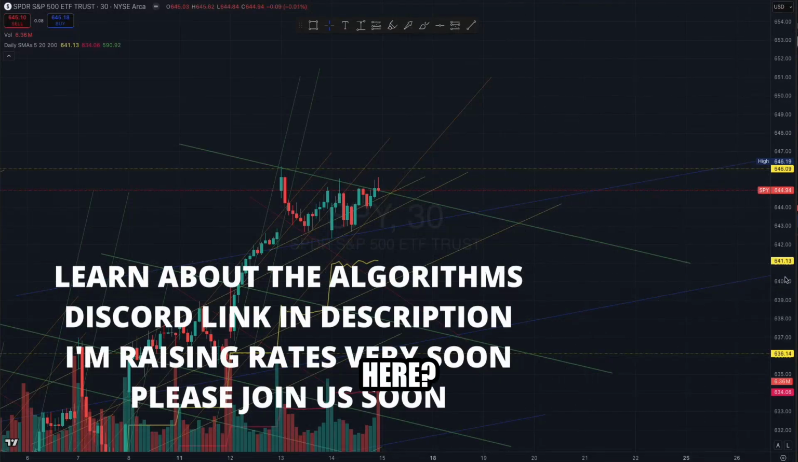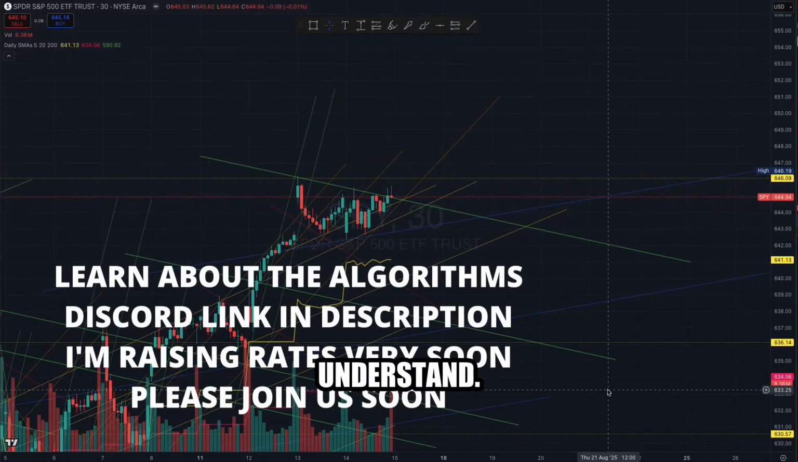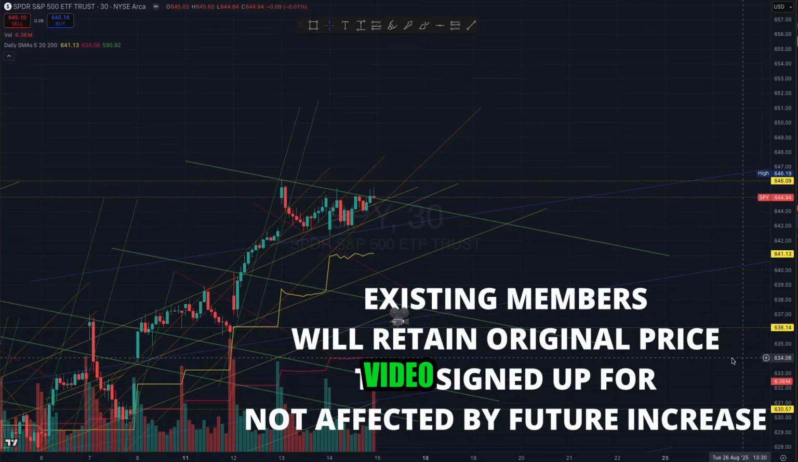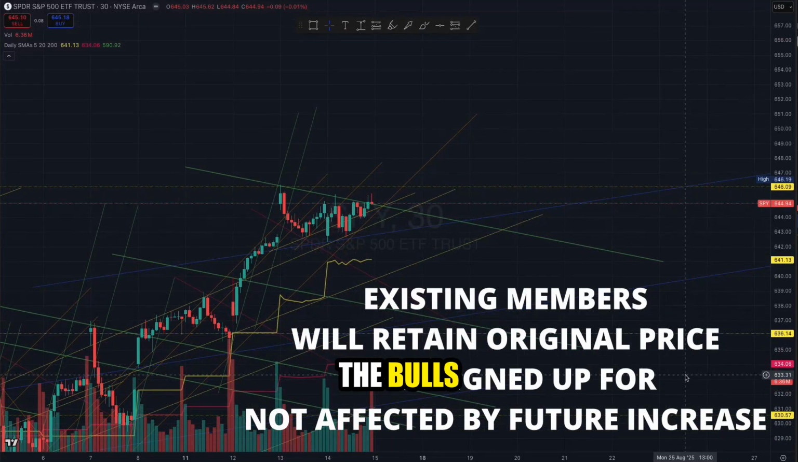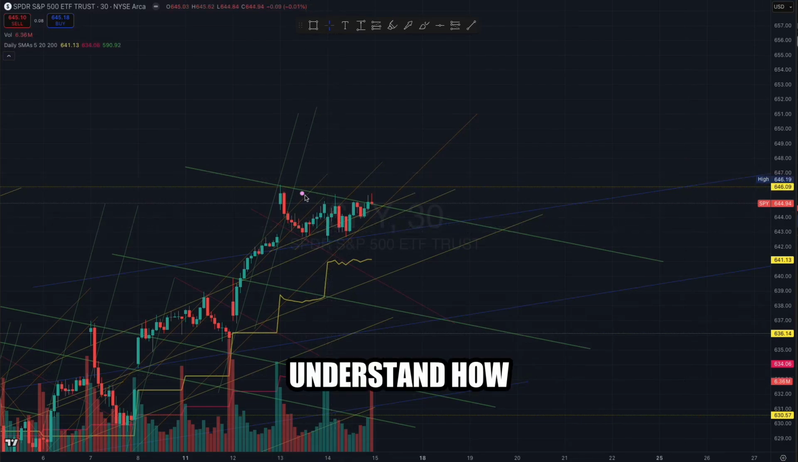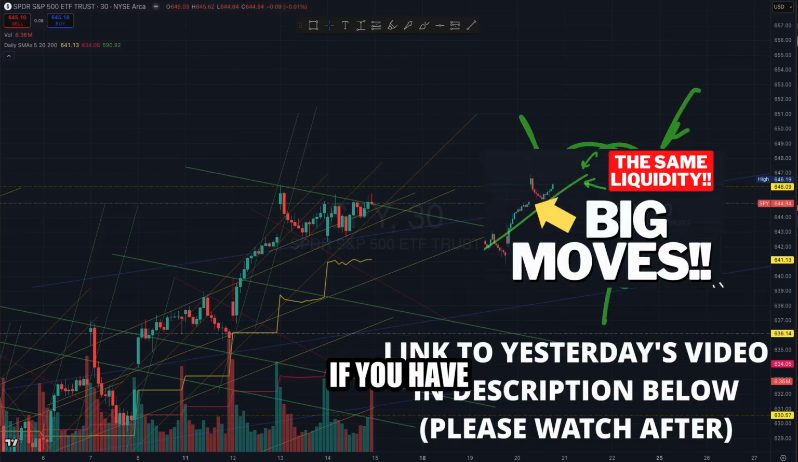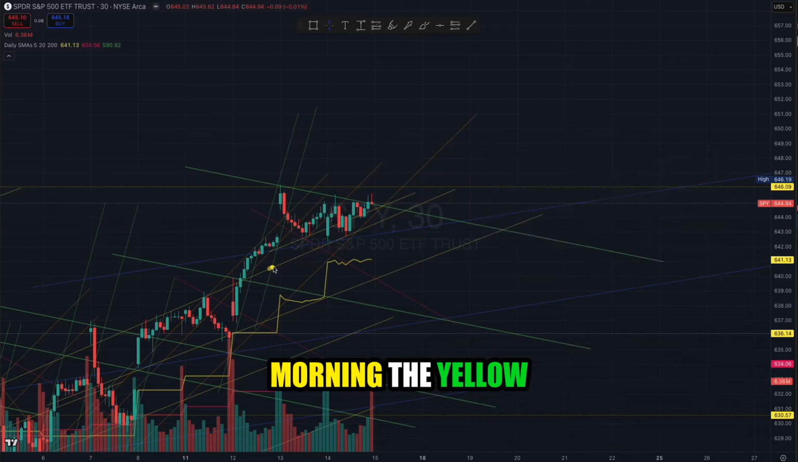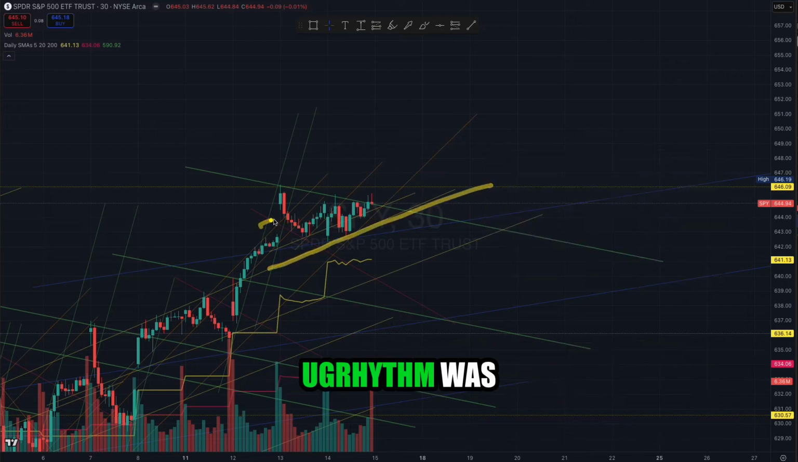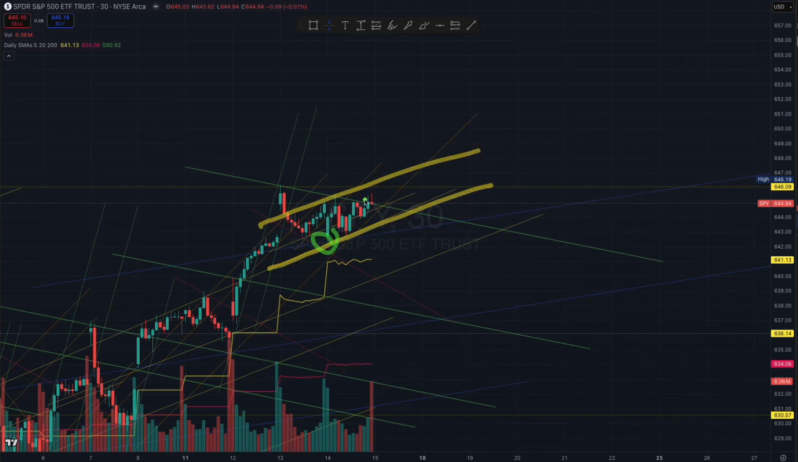Where do we go from here? It's important you understand, as I mentioned in yesterday's video, that even when the bulls are bearish, you have to understand how this particularly works. So please watch yesterday's video if you have not, but otherwise you have to see how in the morning the yellow algorithm was in control at these two points here.